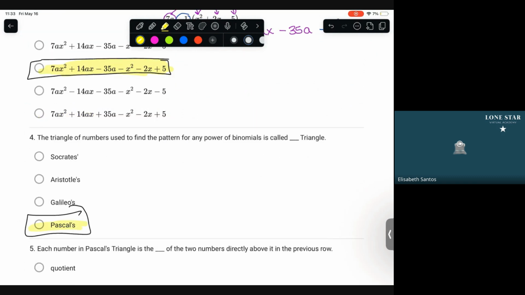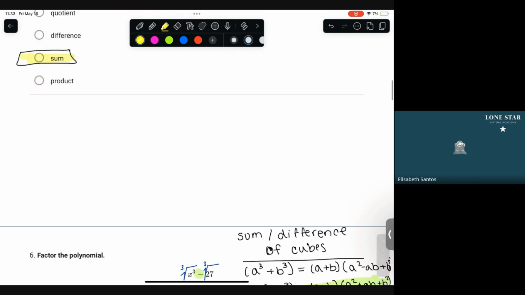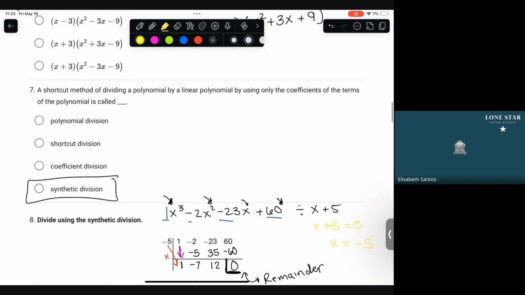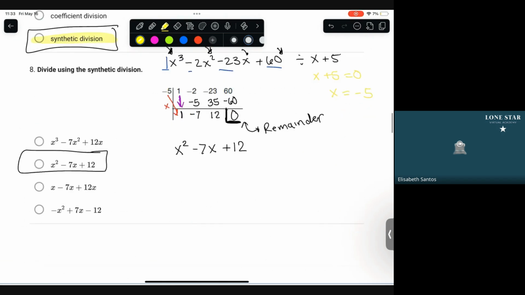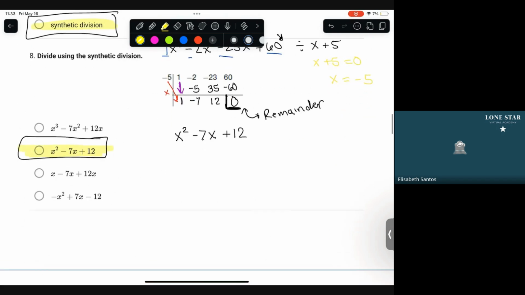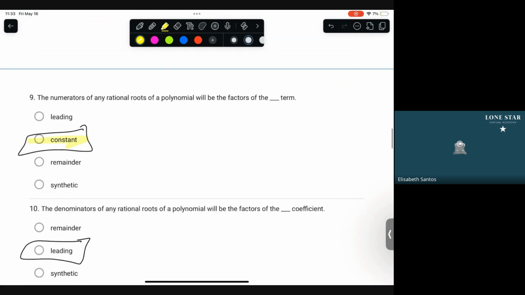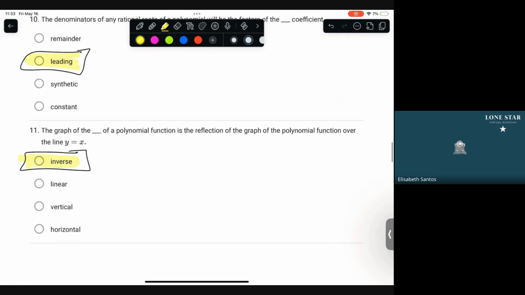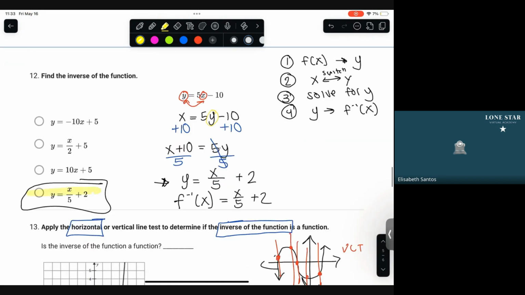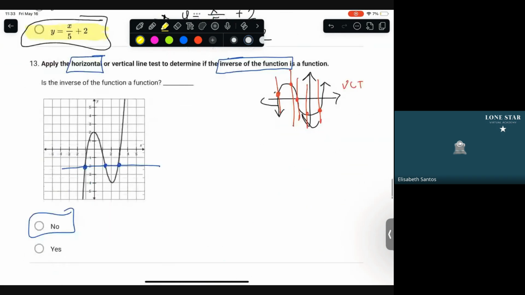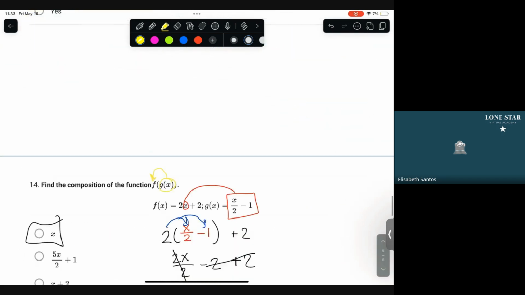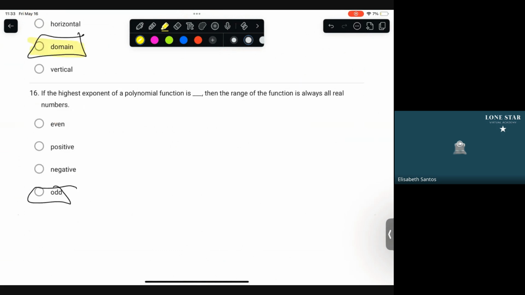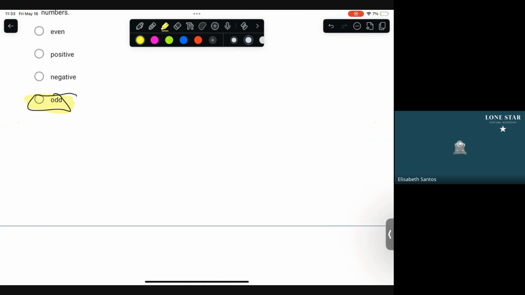4 is Pascal's. 5 is sum. 6 is this one. 7 is synthetic division. 8 is x squared minus 7x plus 12. 9 is constant. 10 is leading. 11 is inverse. 12 is y equals x over 5 plus 2. 13 is no. 14 is x. 15 is domain. And 16 is odd. Okay.